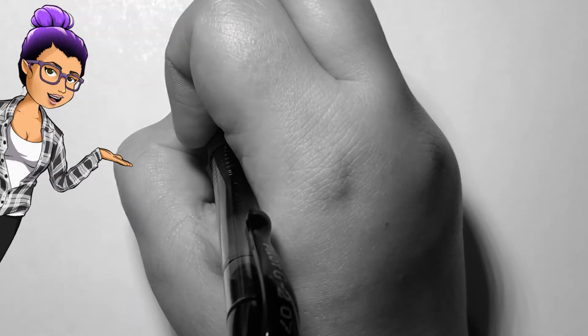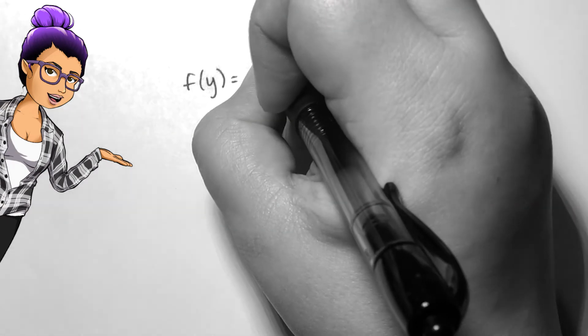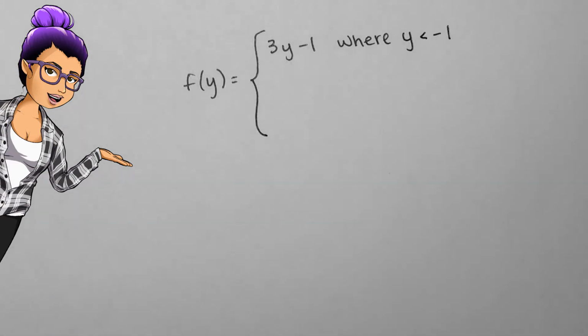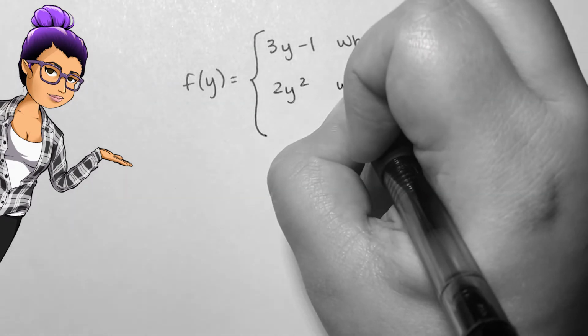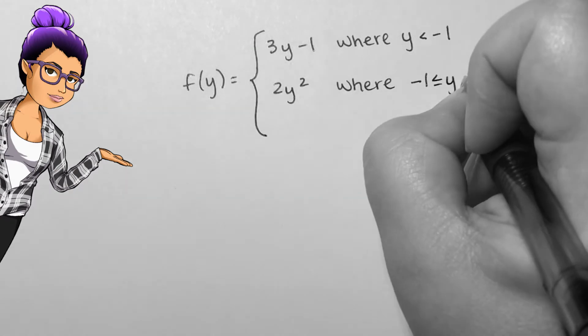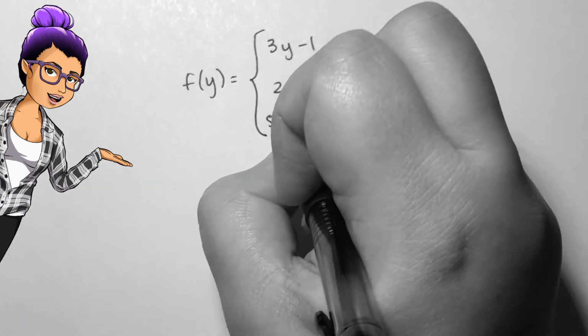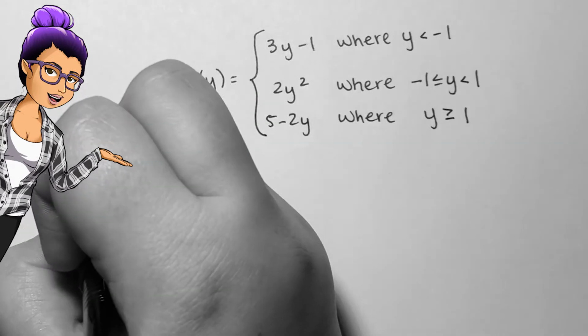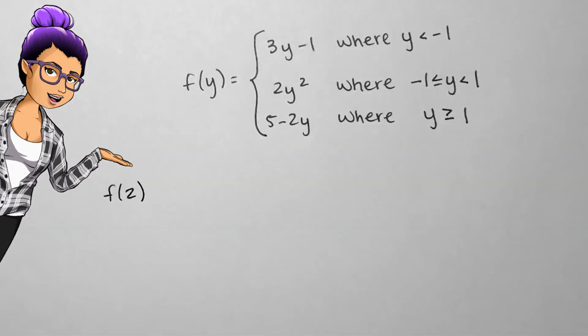If I'm given a piecewise function, for instance, if f of y is 3y minus 1 for all y less than -1, 2y squared for all y between -1 included and 1, and 5 minus 2y for all y greater than or equal to 1, then I might have a harder time than normal finding my function values.